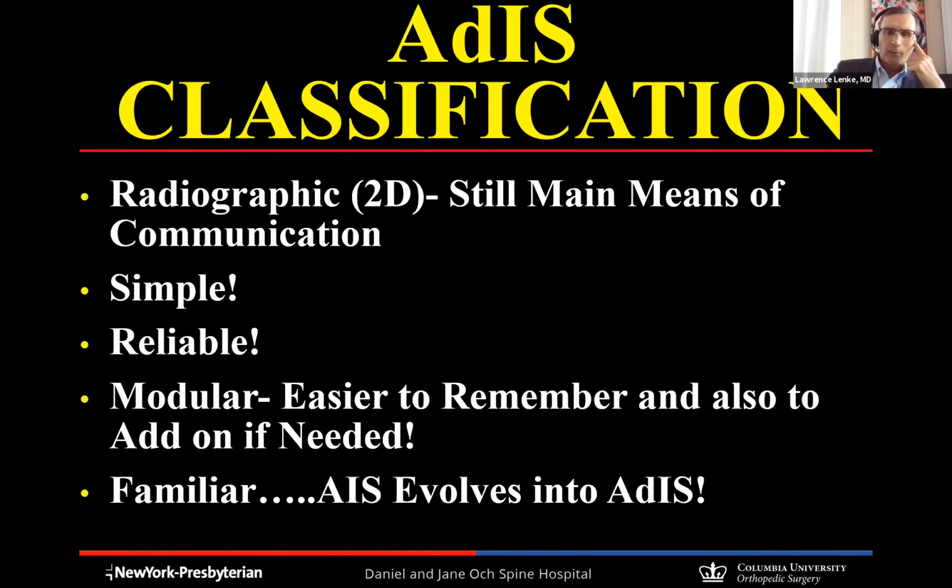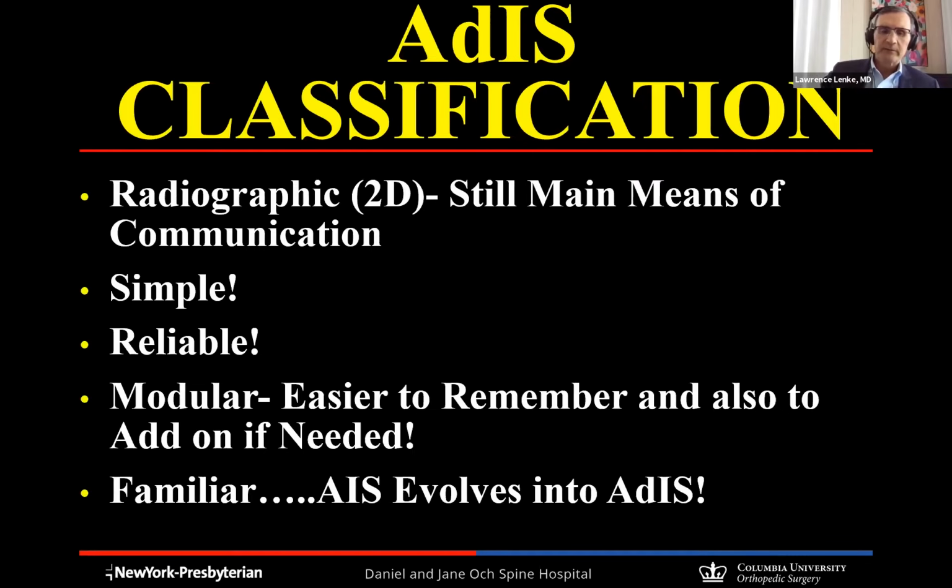And for classification purposes, we use these criteria. We wanted to make it radiographic because 2D X-rays are still our main means of communication. I want to make it simple, reliable, and to do that, similar to the AIS system, we made it modular, which is easier to remember and also easier to add on as needed, and we will need to add on to this system as we'll talk about.